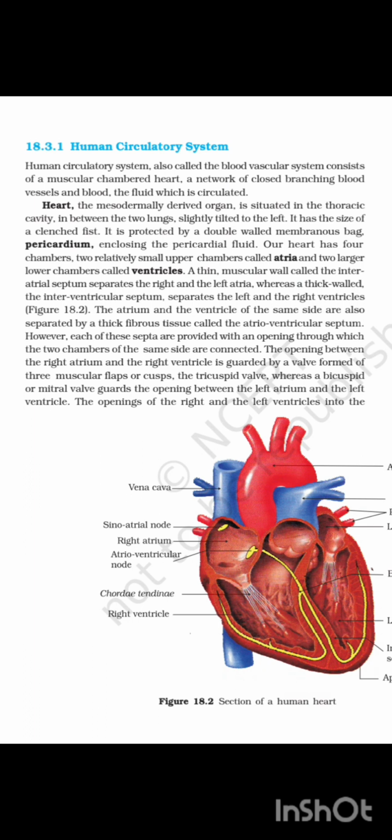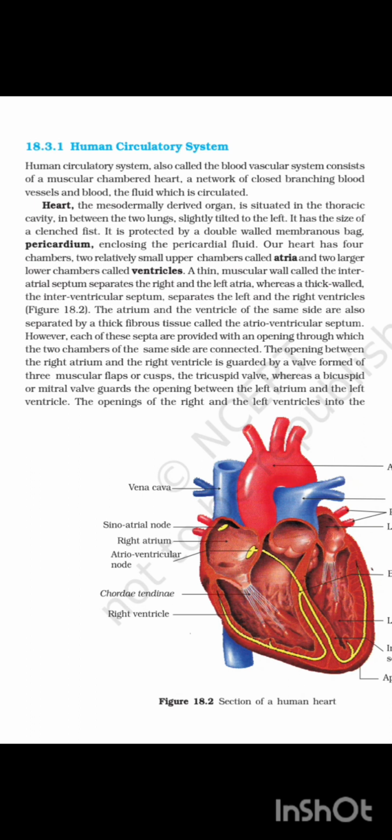Our heart has four chambers, two relatively small upper chambers called atria and two larger lower chambers called ventricles. A thin muscular wall called the interatrial septum separates the right and the left atria, whereas a thick-walled interventricular septum separates the left and the right ventricles. Figure 18.2. The atrium and the ventricle of the same side are also separated by a thick fibrous tissue called the atrioventricular septum.